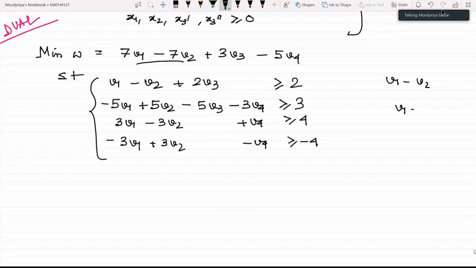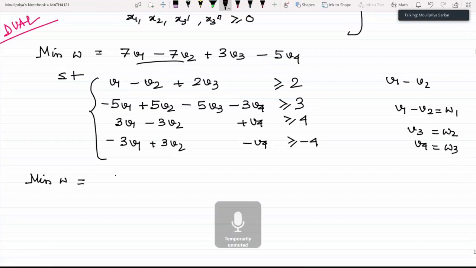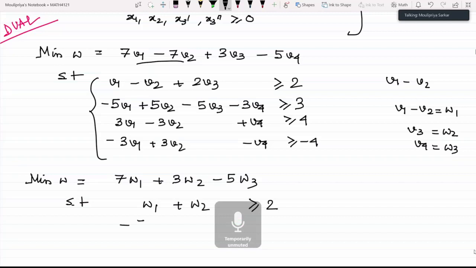So if I write v1 minus v2 as say w1, v3 as w2, and v4 as w3, then this particular problem can further be written as minimize W equal to 7w1 plus 3w2 minus 5w3 subject to w1 plus 2w2 greater than or equal to 2, minus 5w1 minus 5w2 minus 3w3 greater than or equal to 3.